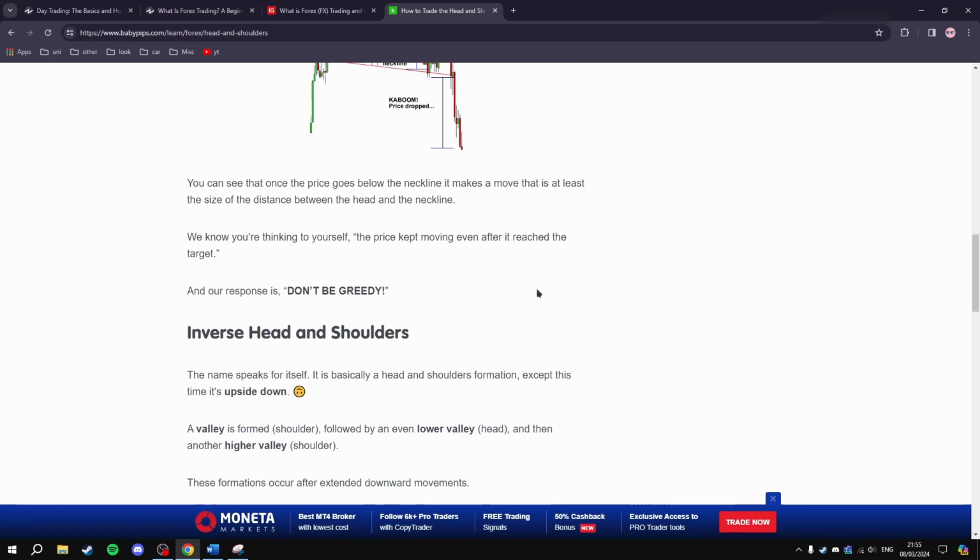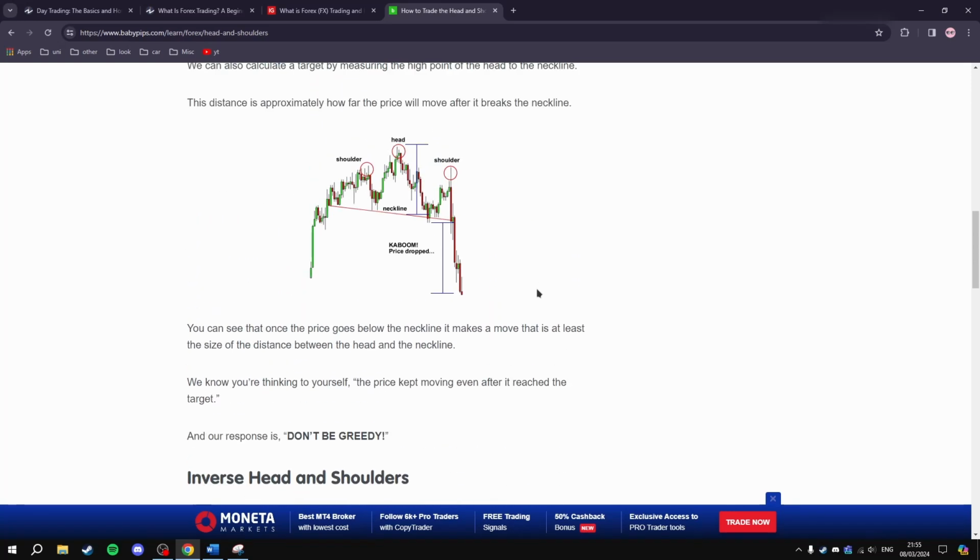You can see that once the price goes below the neckline, it makes a move that is at least the size of the distance between the head and the neckline. We know you're thinking to yourself, the price kept moving even after it reached the target. And our response is, don't be greedy. True.